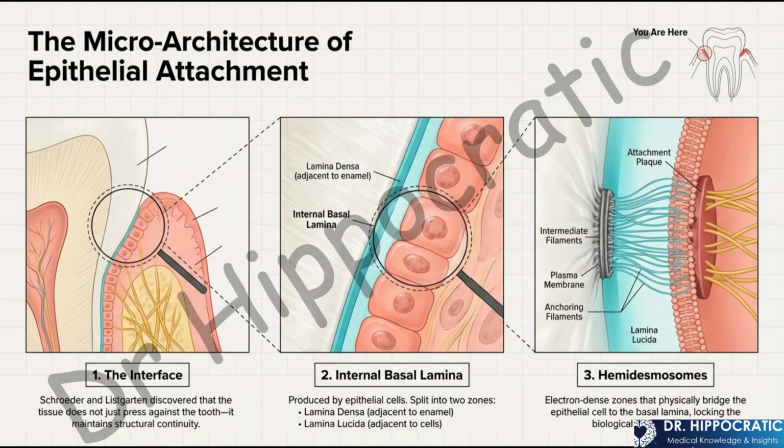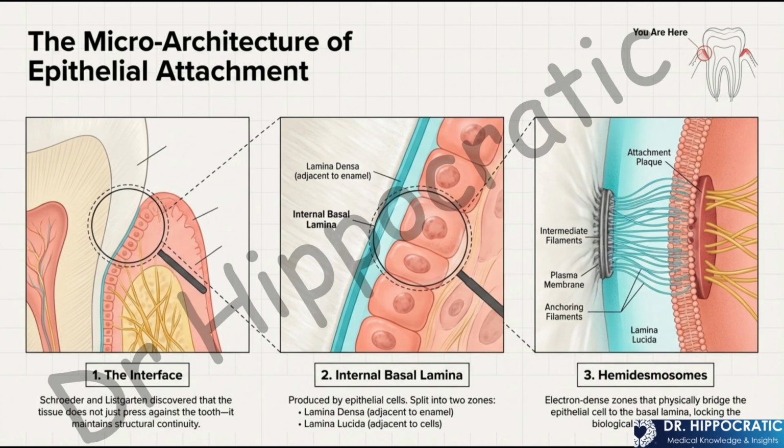Slide 7 zooms in even closer, looking at the microarchitecture of epithelial attachment. Basically, how does flesh actually stick to the slippery stone of a tooth? Right, because enamel doesn't have pores for the tissue to grow into. The slide notes that researchers Schroeder and Listgarten discovered that the tissue maintains actual structural continuity with the tooth. It's not just pressed tightly against it. Nope. It achieves this through a highly specialized interface.